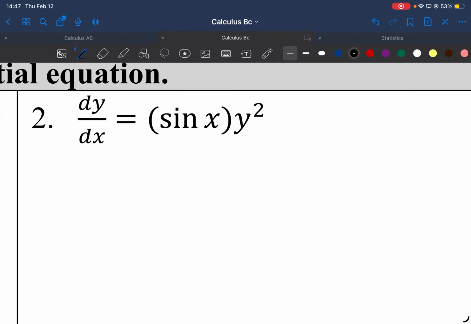On number 1, I showed step by step how I got the variables to one side versus the other side. I'm not going to do that anymore. I'm just going to explain it and then write it down. So for number 2, I would move dx to the other side by multiplying both sides by dx. And then I would divide both sides by y squared. That way I have my y's and my x's on different sides. So this would be 1 over y squared dy is equal to sine x dx.